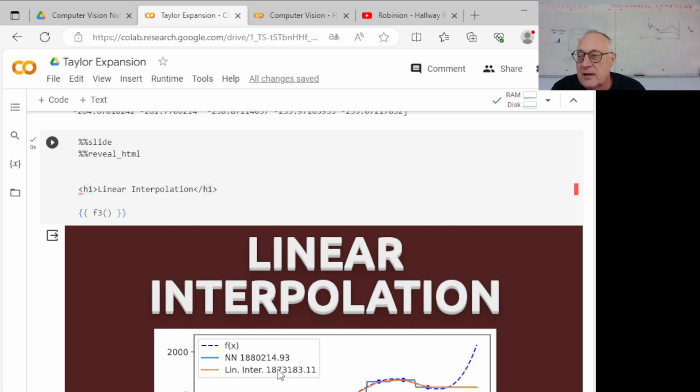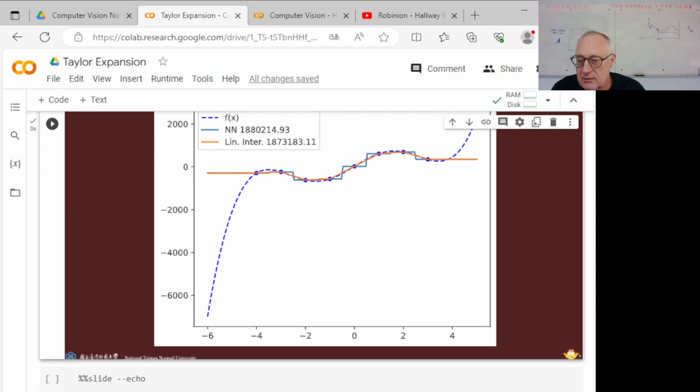The error is not that much better because, again, most of the points are here and here where I don't have any successor points. So the interpolation there doesn't really work, so it just keeps assuming that it's the same value.